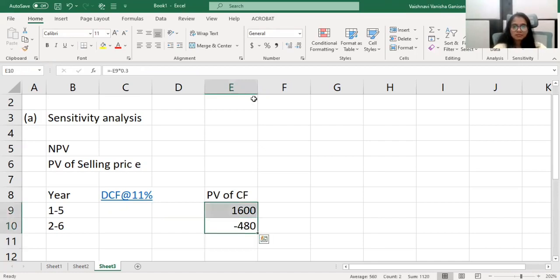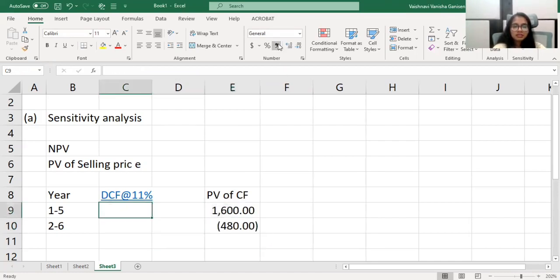Okay, now how do I do the discount factor? You can just copy paste from the question the annuity factor, or what you can do is you can calculate it by yourself. I'm going to copy paste from the annuity table. Okay, 11%, 5 years, 11%, 6 years.